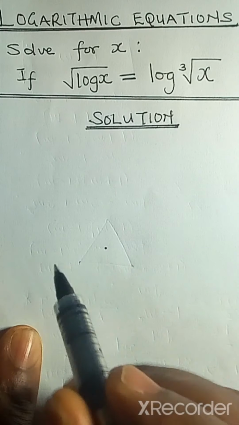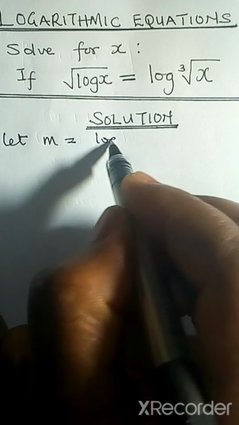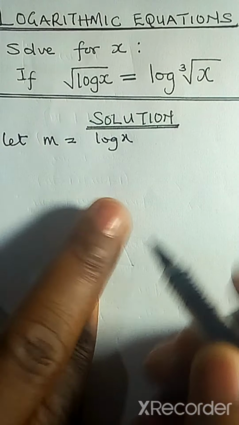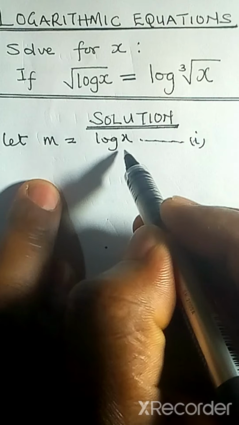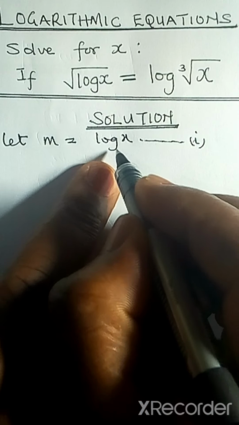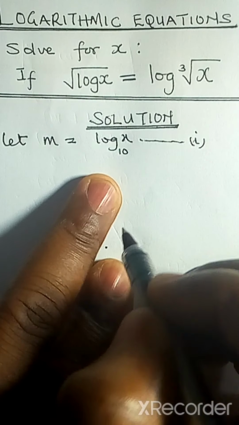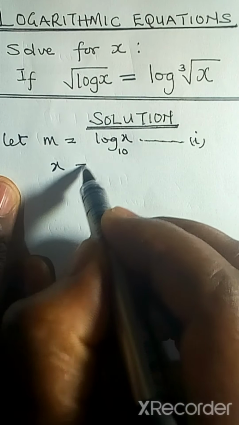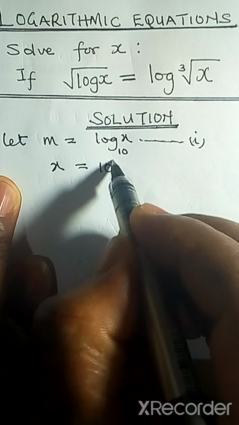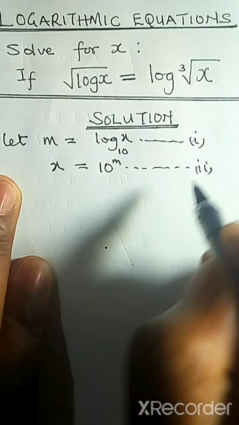We start by using a letter to represent log x. Let m be equal to log x. Now we can call this equation 1. Now let's change this log into indices. Remember, for the fact that we don't have any base here, it means that it's in base 10 automatically. So by the time we change it to indices, x will be equal to 10 raised to the power of m. Okay, this can be called equation 2.